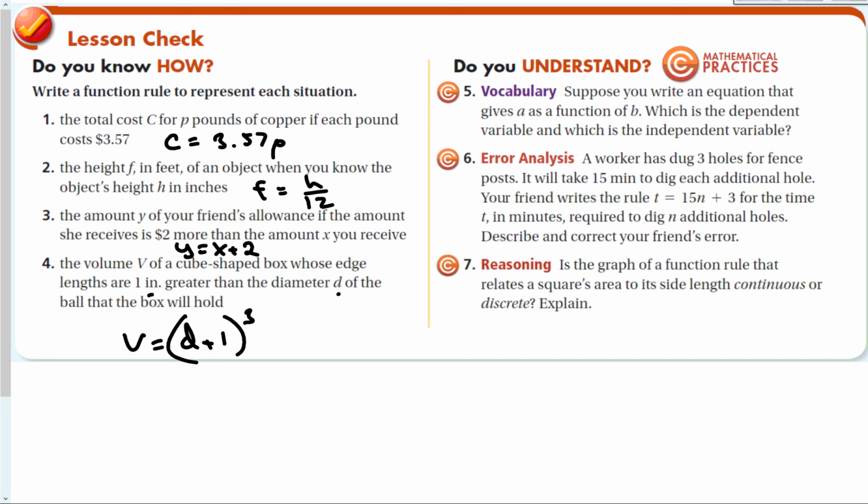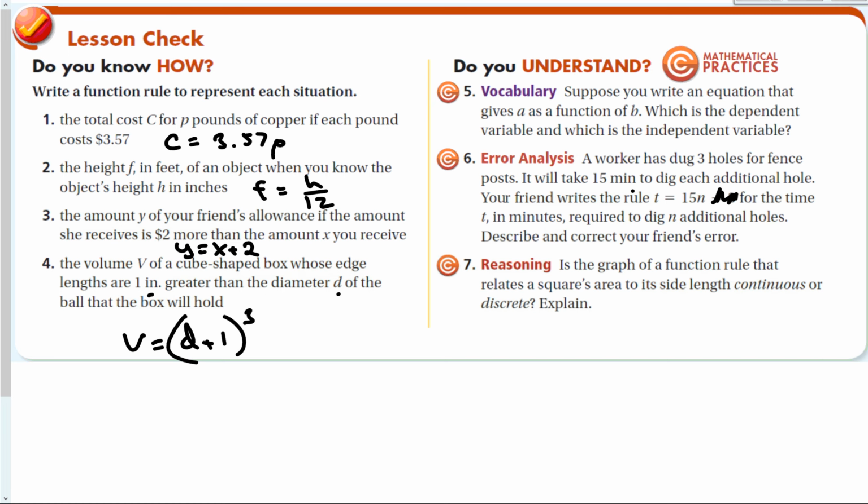A worker has dug 3 holes for a fence post. It will take 15 minutes to dig each additional hole. Your friend writes that this rule is 15 times n plus 3. Unfortunately, this is minutes, and this is the number of holes. Okay, so that is not right, right? For time t in minutes to dig n additional holes, it just takes 15 minutes times the number of holes you want to dig. That's it. If it takes 15 minutes to dig each additional hole, just get rid of that, and that's how long it takes.